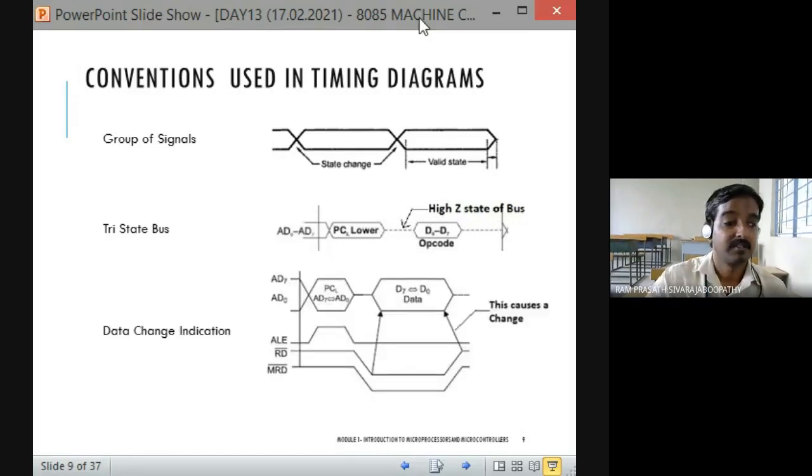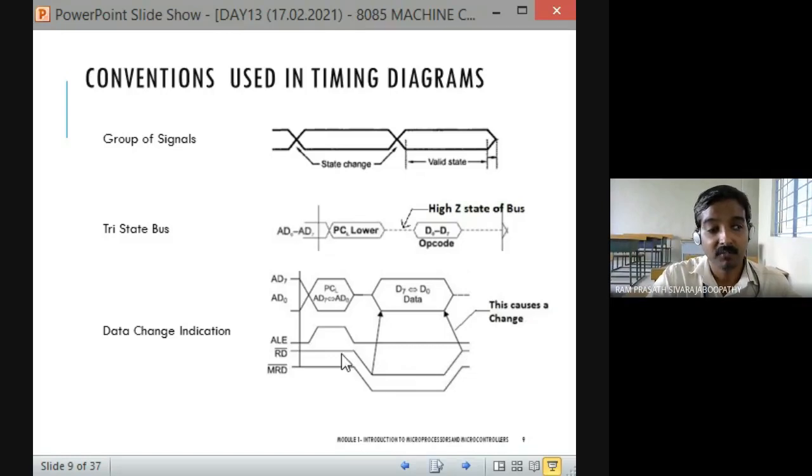Fine. Data change indication. Data change indication. You must observe carefully. Here in this example, you can see ALE is high. So at that time the address comes. Fine. Next the read signal is enabled, correct? The read signal is there, it is getting enabled at this point. Fine. So at that time, automatically what comes is the data on the data bus, the data is read through the data lines. So from that particular timing till the read signal gets disabled. When does it get disabled? When it is changing from low to high.